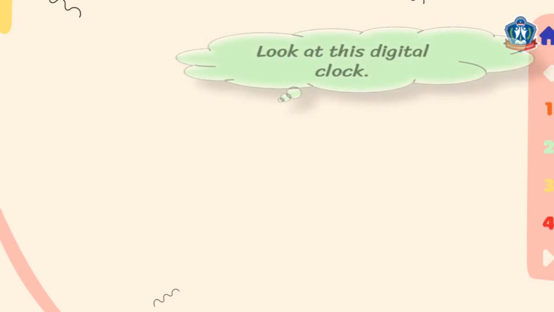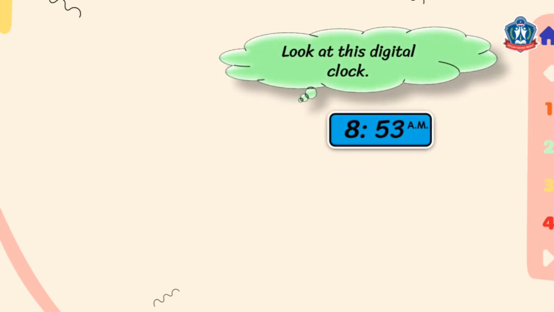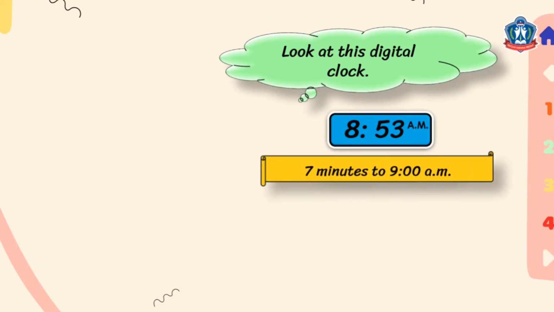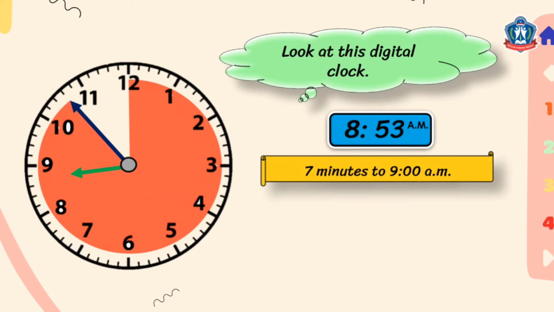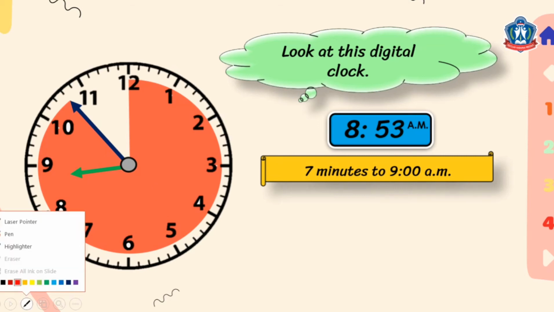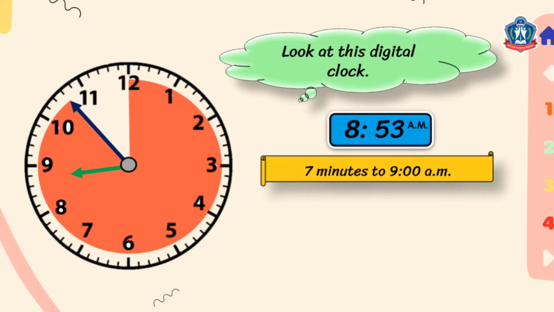Okay, children, look at this digital clock. A digital clock shows the numbers right away. So this is 8:53 a.m., or 7 minutes to 9 a.m. What does it mean? Look at our analog clock. An analog clock shows the long hand and the short hand. As you can see, it is 8:53 a.m., and we only need 7 more minutes to move to 9 o'clock or 9 a.m.